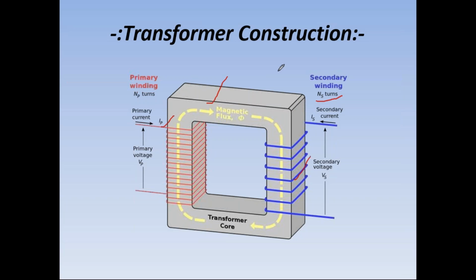Now, what are the components we need to discuss from the construction point of view? The first thing is the core. What type of core it is, what type of material we can use for core construction, and how the windings are provided on the core. These are the topics we are going to discuss in the construction.